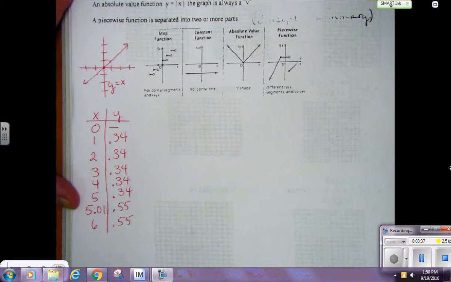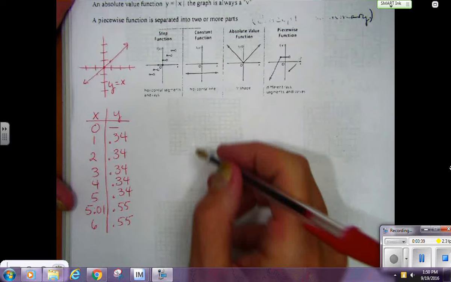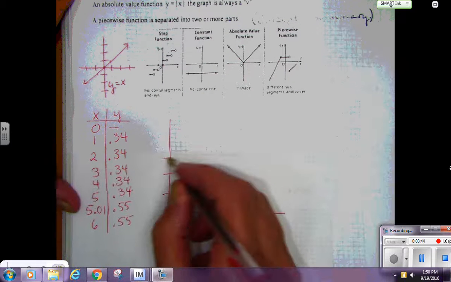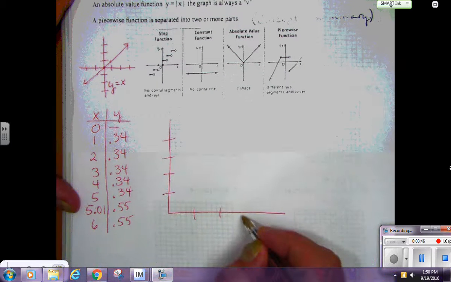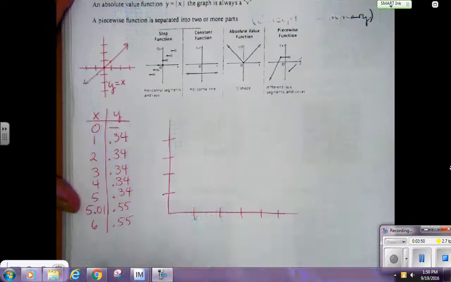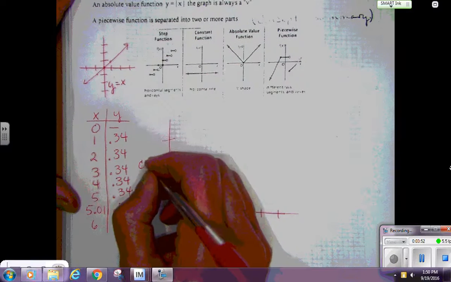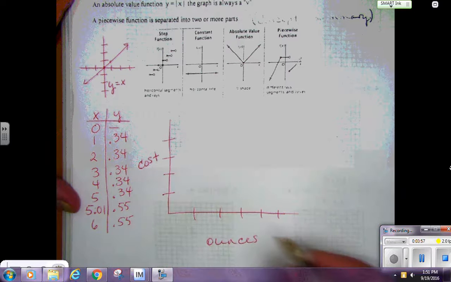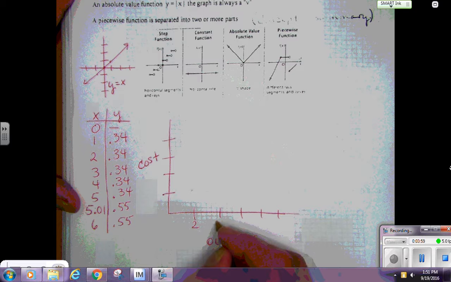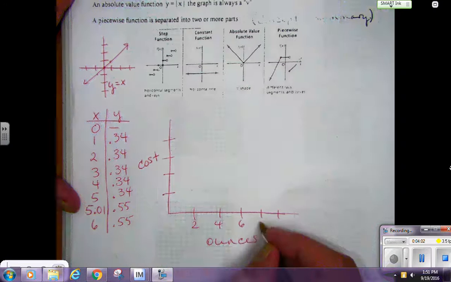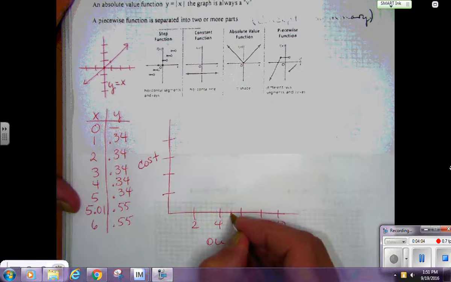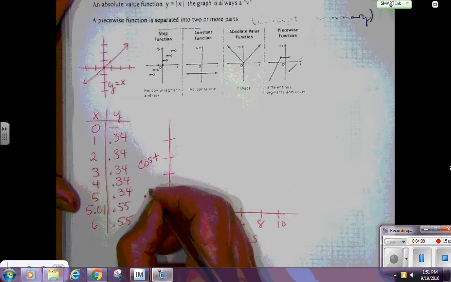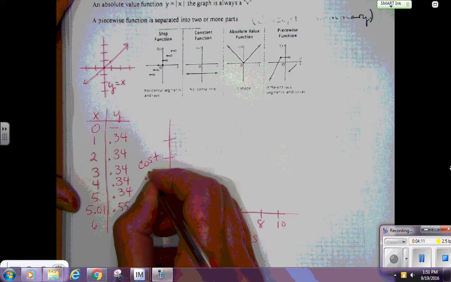Okay, so when we graph this, I'm just going to graph the first quadrant. The y-axis is the cost. The x-axis is the weight, or the ounces. My x-axis, I'm going to put in increments of 2, so 5 is right there between 4 and 6. And this first level is 34 cents, and then you have 55 cents here.